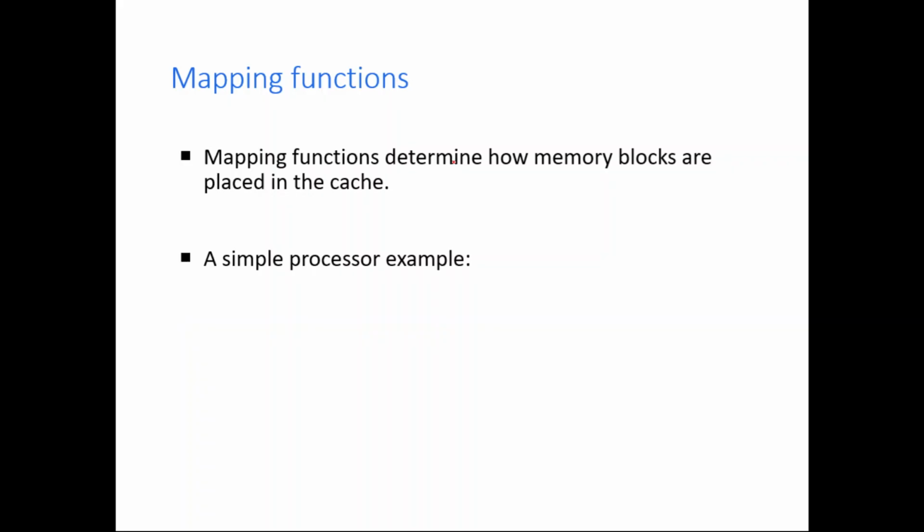Basically the mapping function determines how the memory blocks in the main memory are associated with the respective memory blocks in the cache memory. What is the relationship between the memory blocks of the main memory and those of the cache memory? That is what the mapping function does.